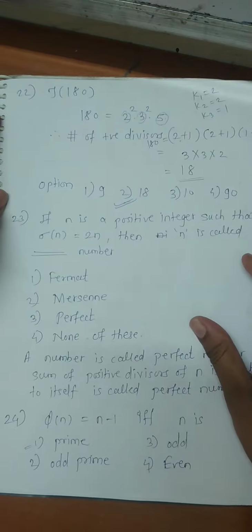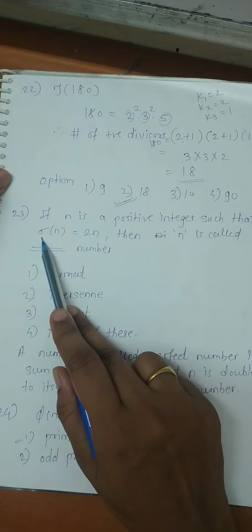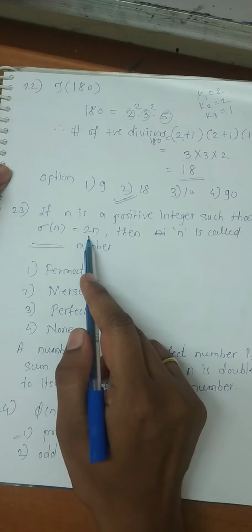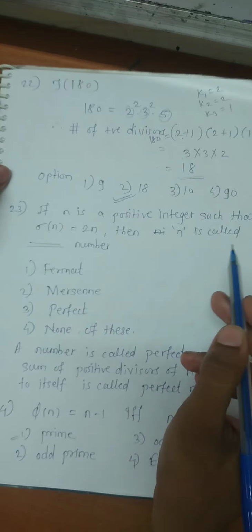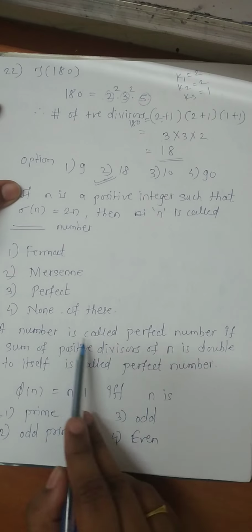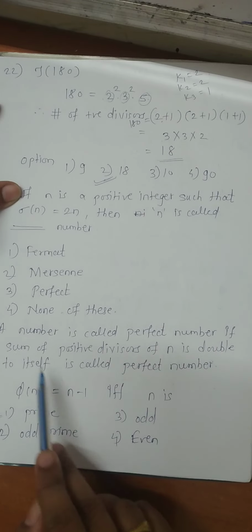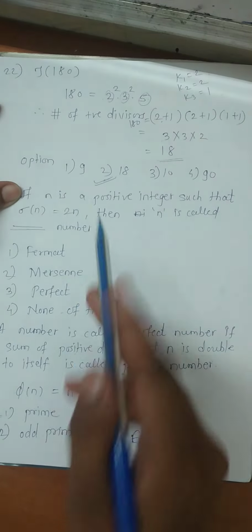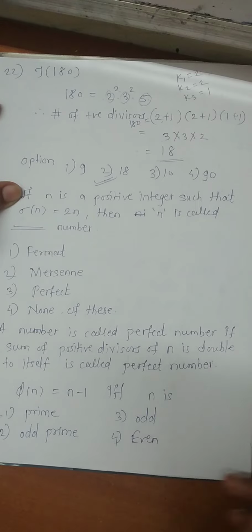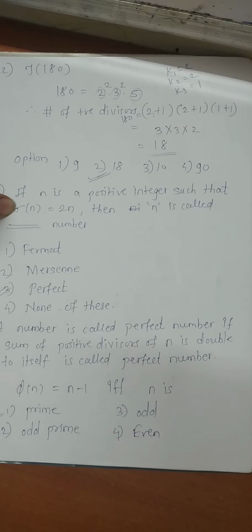Next, if n is a positive integer such that sigma of n is equal to 2n, then n is called which number? It is not a Fermat number, not a Persin number. So what is a perfect number? The definition of a perfect number is, a number is called a perfect number if the sum of positive divisors of n is double to itself. Here sigma is the sum of positive divisors. So the answer is option 3, sigma of n equal to 2n is called a perfect number.